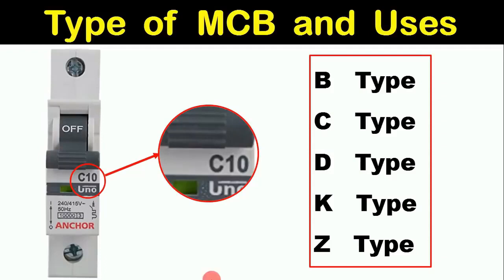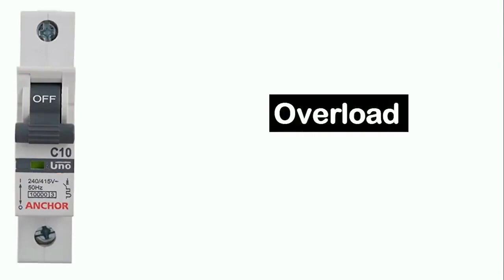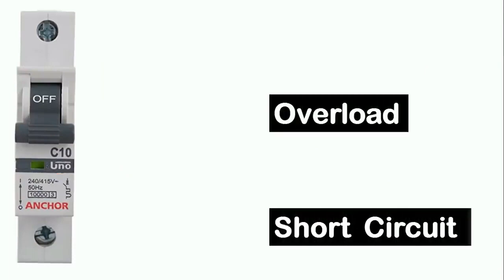Today in this video we are going to learn how many types of MCB there are and where we use a particular type of MCB. Friends, the MCB we use provides us two types of protection. First is overload and second is short circuit. On this MCB you can find the overload rating as well as the short circuit rating.